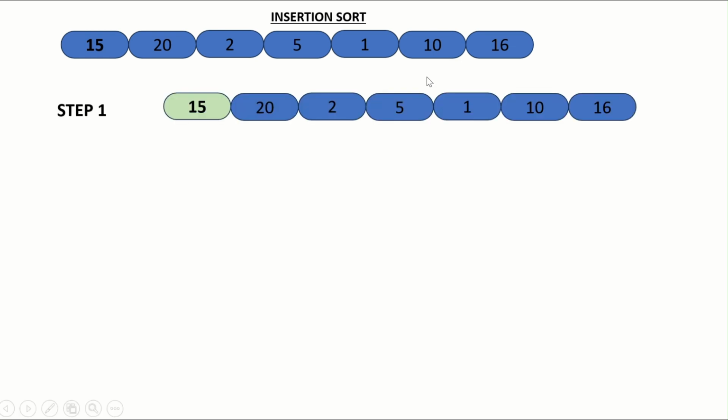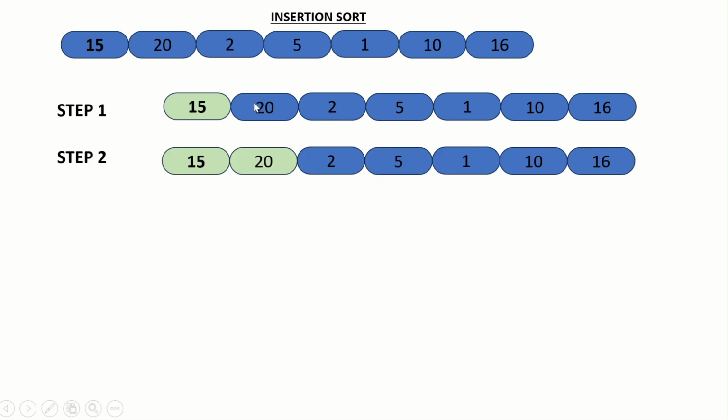So in the first step, let's put the first element, 15, into the sorted array. In the second step, let's consider the second element, 20, and compare it with 15. 20 is greater than 15, so it will occupy the second position.